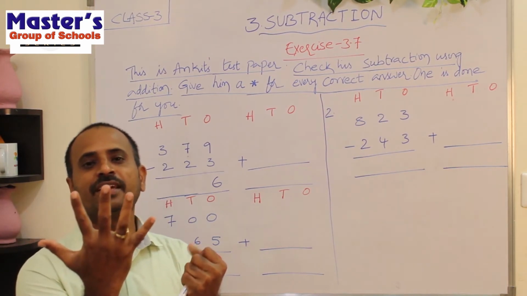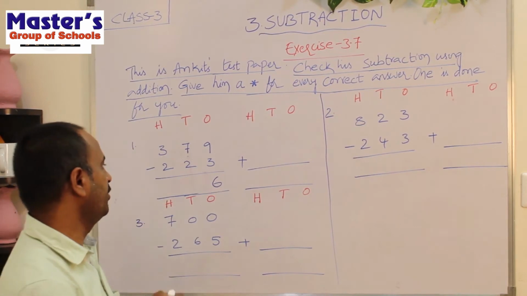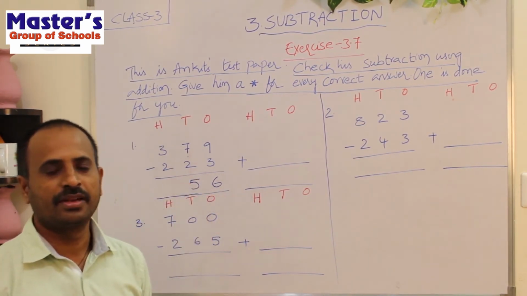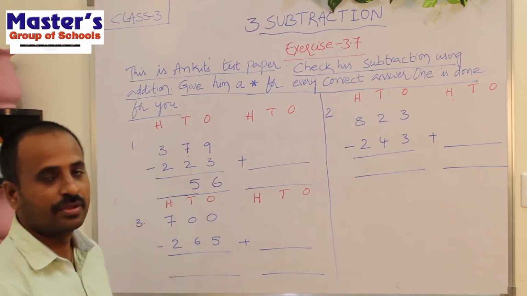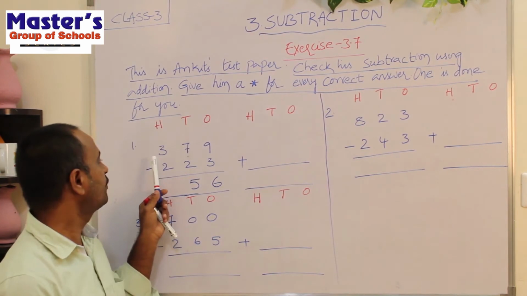Children, how many fingers are there? 1, 2, 3, 4, 5. So there are 5 fingers remaining. So write 5 under tens place. Next, go to hundreds place. What are the digits present in hundreds place? 3 and 2. What is the first number?